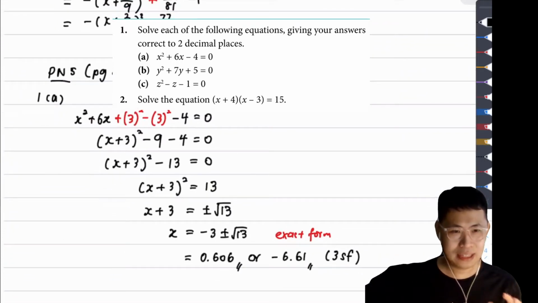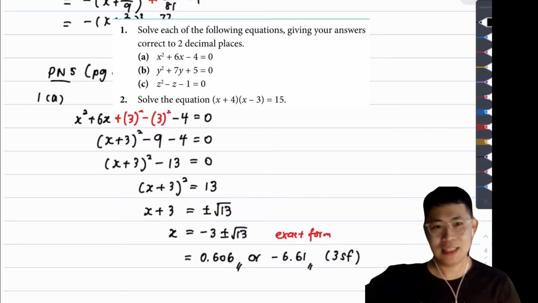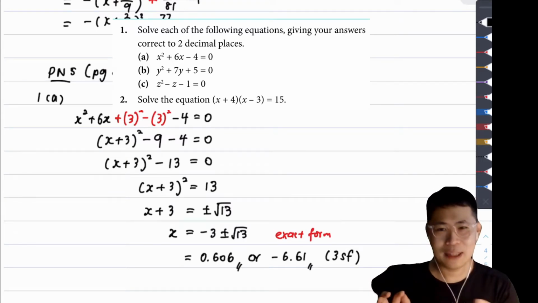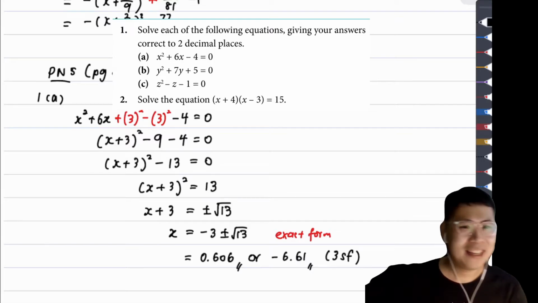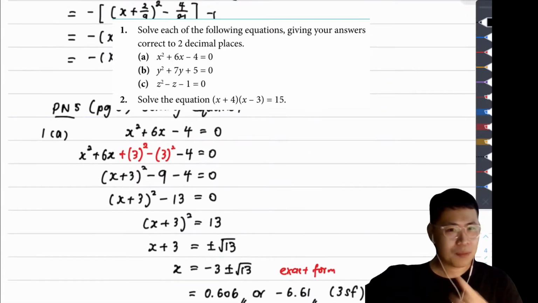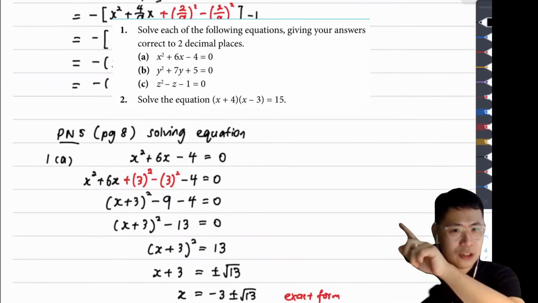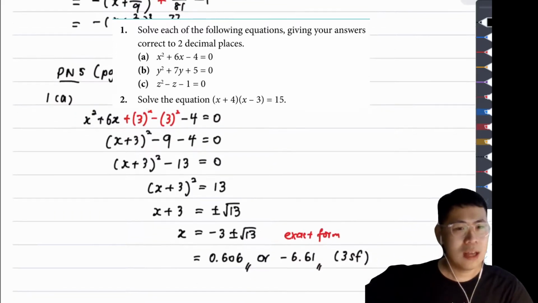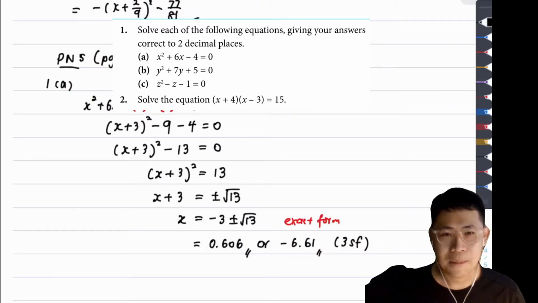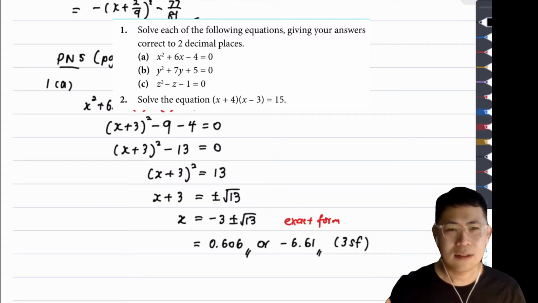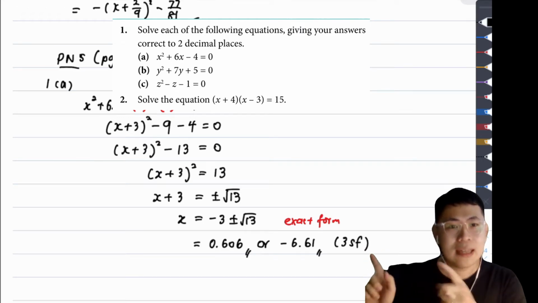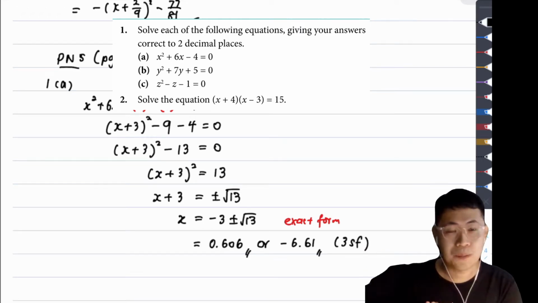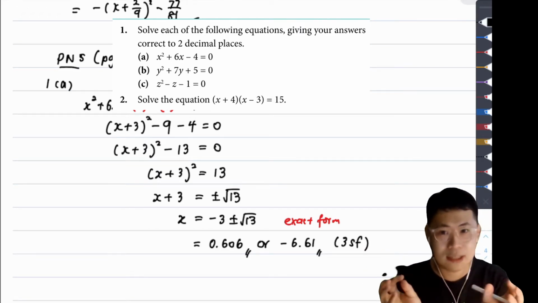Okay, our answer over here is not an integer. It is not a whole number. It is very long, not exact. Why? Because if you realize, from the equation on top, x squared plus 6x minus 4, can you factorize this equation nicely? We can't. We cannot factorize nicely, so that's why we have such roots. We cannot factorize to integers.